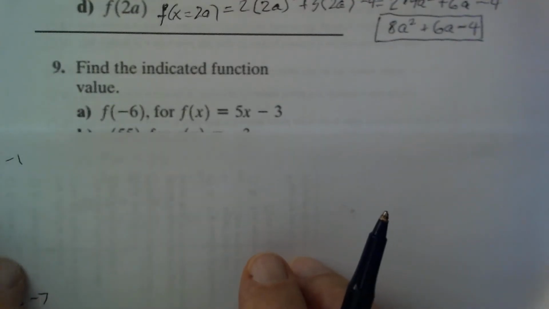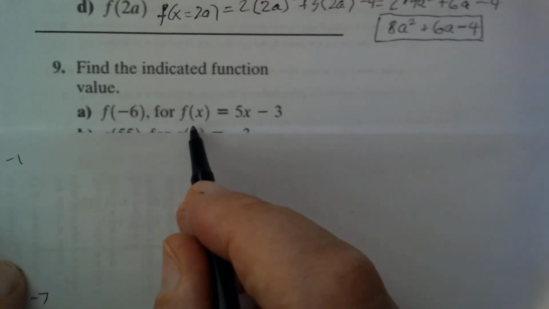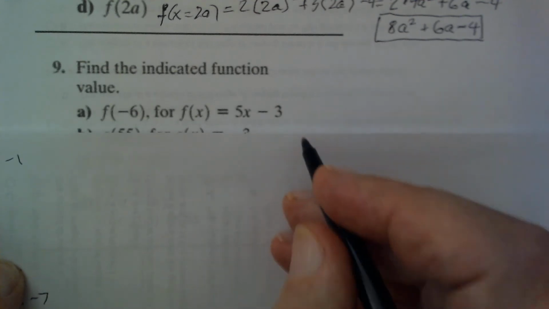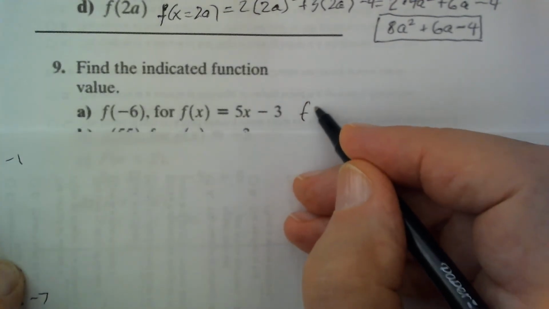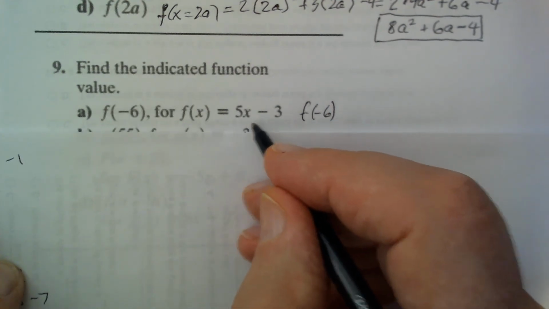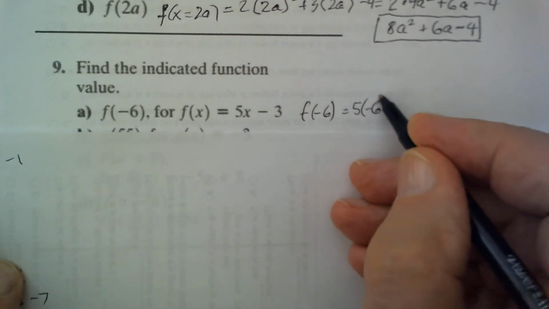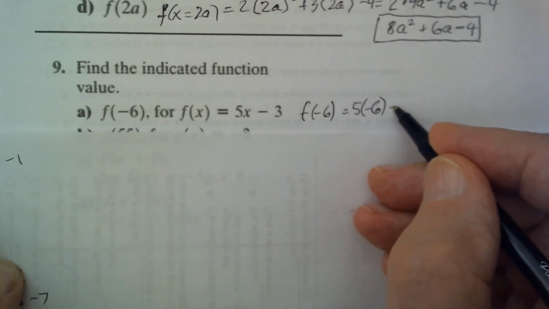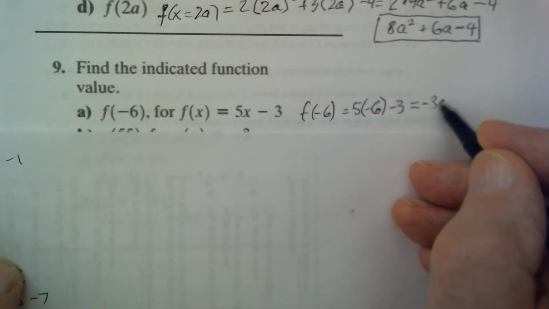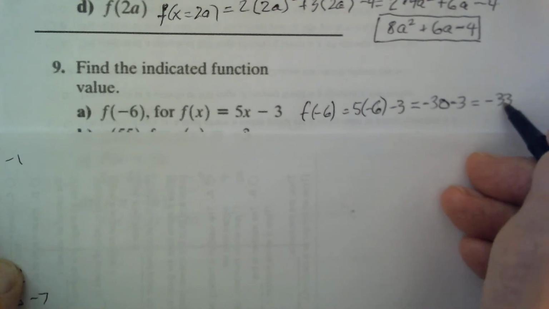So let's do exercise 9. In the A part, we have f of minus 6 for the given function f of x equals 5x minus 3. Again, f of negative 6 means we replace x with minus 6, so it's 5 times minus 6 minus 3, and 5 times minus 6 is minus 30, minus 3 is equal to minus 33.